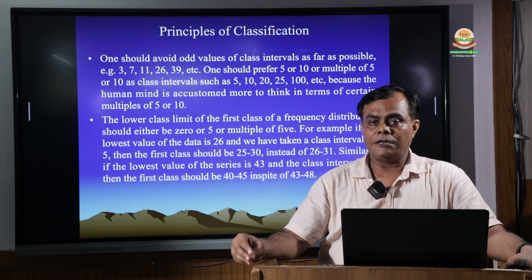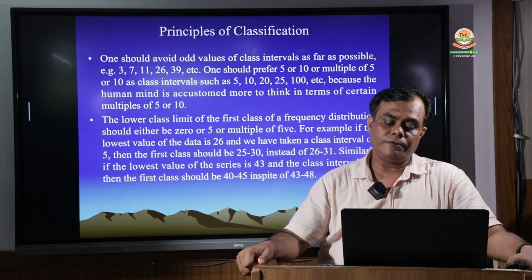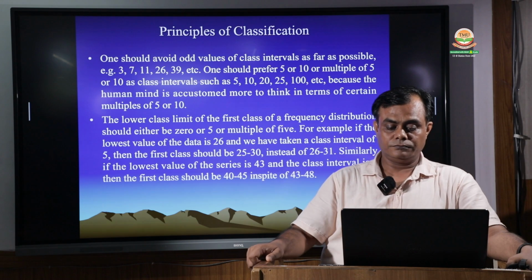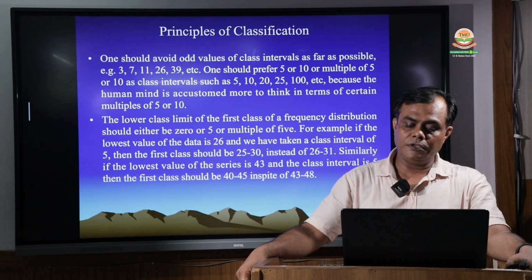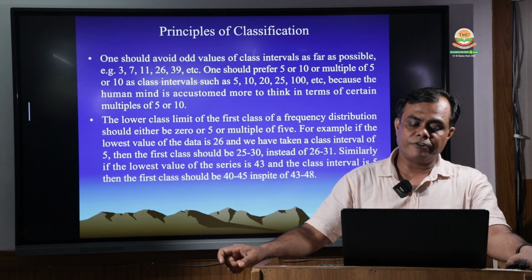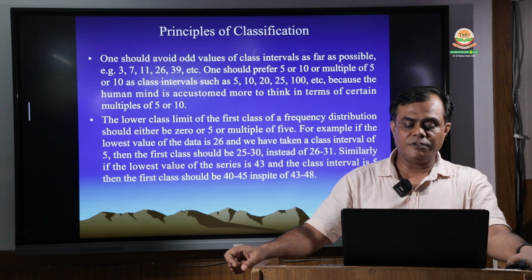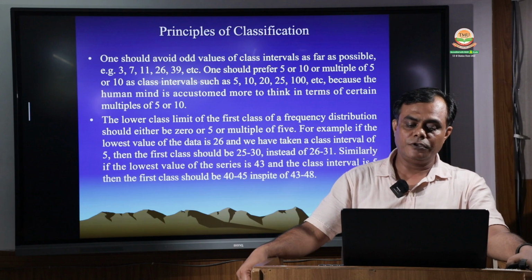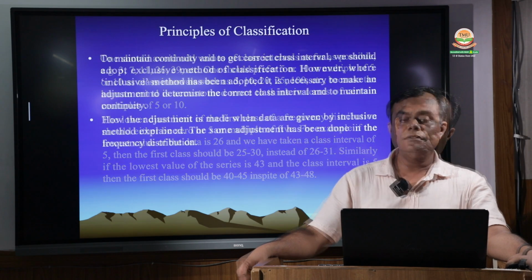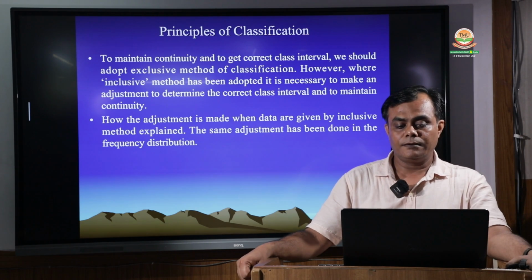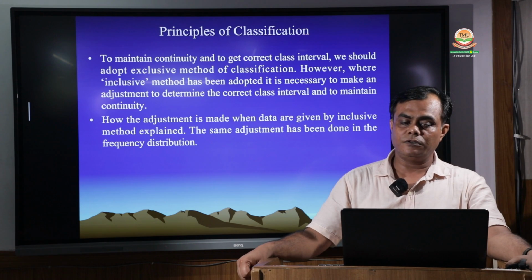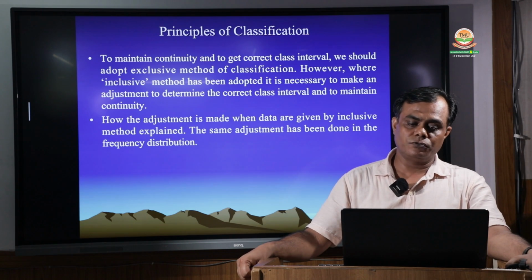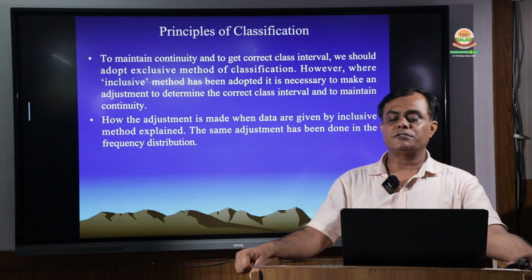So at that condition you are using 25 to 30. Or if the data is 43, and the class interval is 5, then the first class interval should be 40 to 45. To maintain continuity and get the correct class interval, we should adopt the exclusive method of classification.